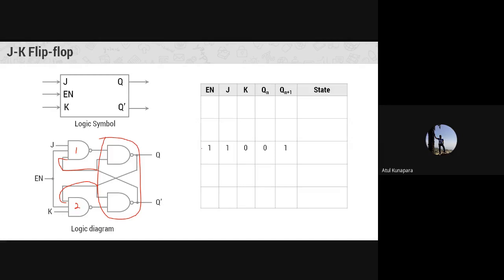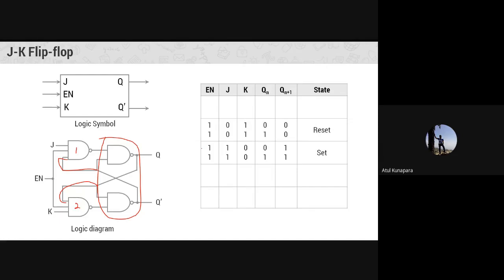Now next, if your enable signal is given 1 and JK is 1 0, and if your Qn is already 1, then what will happen? It will keep that 1 as it is, meaning the output of NAND gate number 1 will be 0 and number 2 will be 1. So your latch will be set only, so it will be called the set condition.